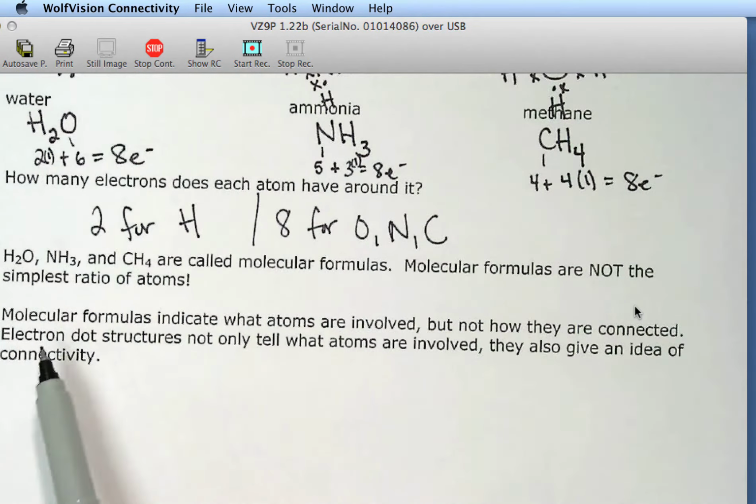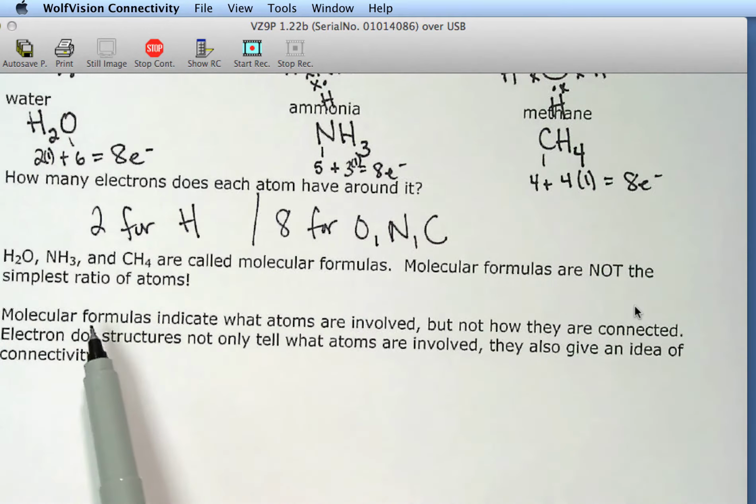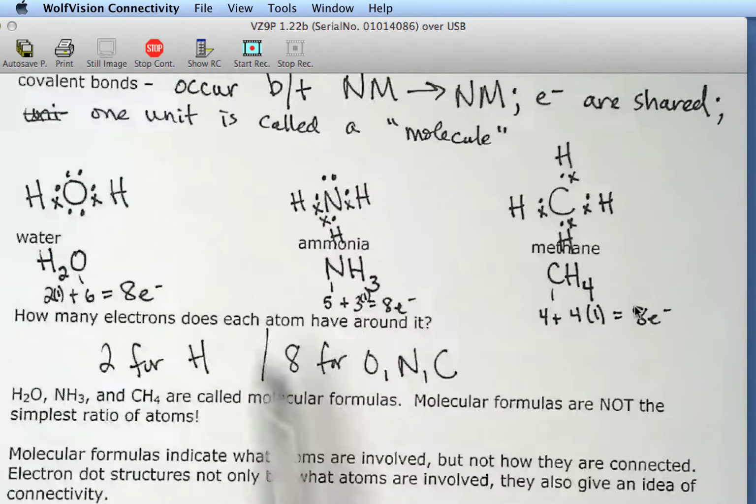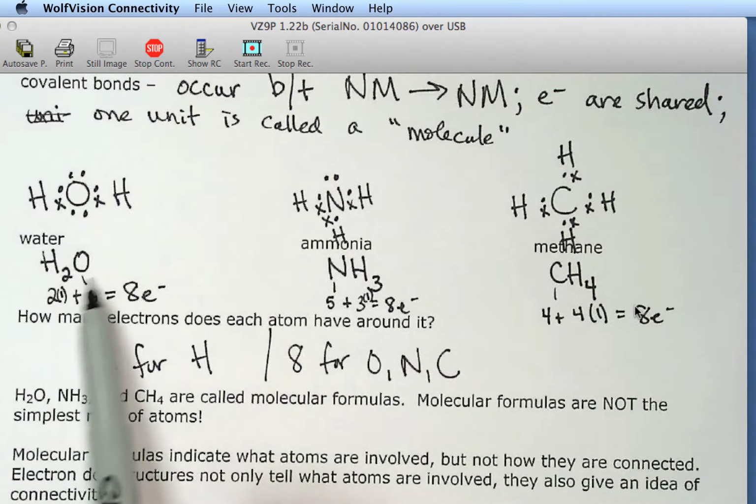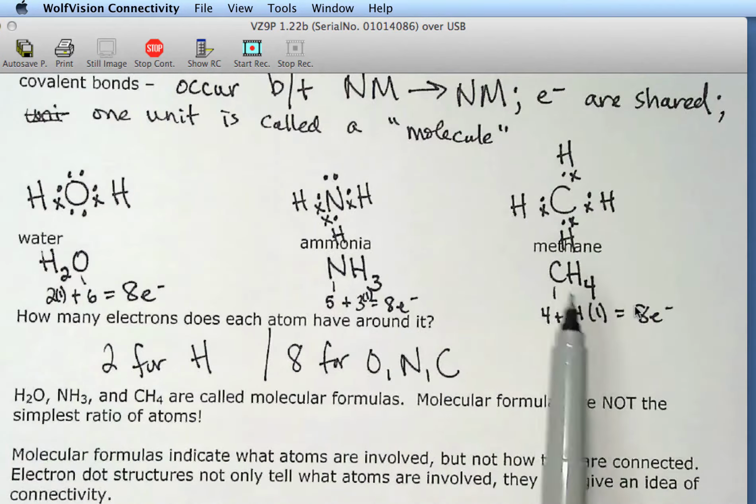So these molecular formulas, if you noticed, when I just wrote out the formula H2O, NH3, CH4, you didn't have any idea of how those atoms were connected until I drew an electron dot structure. So they give you an idea of how they're connected. We will see this a lot more in Unit 3 when we get into organic chemistry. You'll start to see you need a bigger picture aside from the formula.